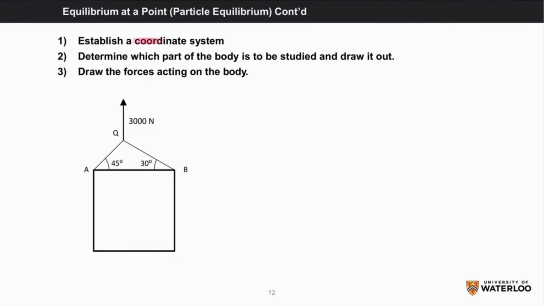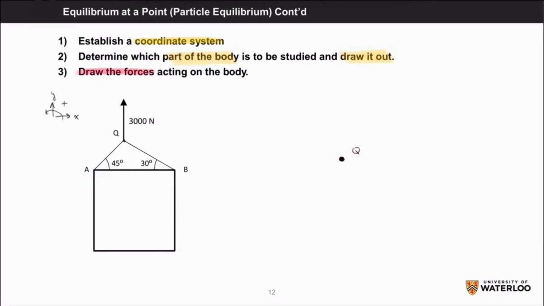Like before, we begin by establishing a suitable coordinate system. Up, right, and counterclockwise will all be in the positive direction. Then we determine which part of the body is to be studied and draw it out. In this case, it's the junction where the 3 cables meet, Q. Now we draw the forces acting on the body. This includes the 3,000 Newton force and the 2 cables, which I will call T1 and T2.